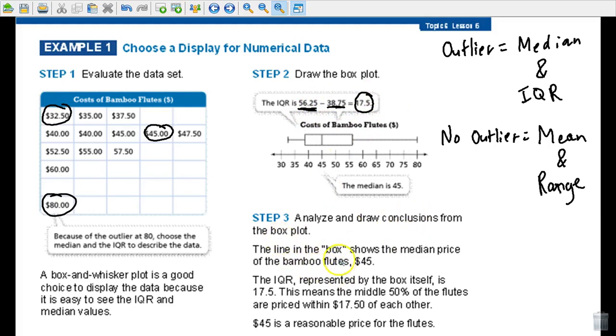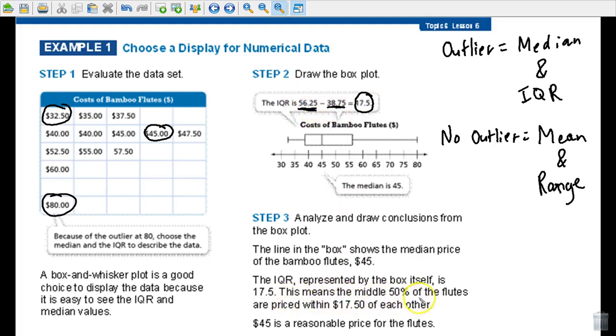Okay, so step 3 is just analyzing. That's drawing the box plot. That's step 2. So step 3 is analyzing, drawing conclusions from the box plot. The line in the box, this line, is the median. It shows the median price of the bamboo flutes, which is $45. It's over 45. So the IQR represented by the box itself, the IQR is the difference between these two, is 17.5, which is what we got when we subtracted the upper quartile and the lower quartile.